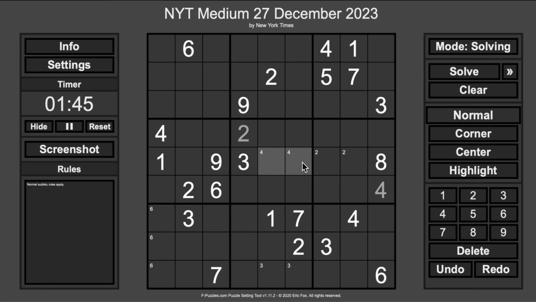I have 1, 3, 4, 5, 7. I need 2, 6, 8, 9. Well, in box 3, no, neither of these cells could be 9, so 9 is one of those 2. That's 2, 6, or 8. So's this. This is 2, 8, or 9. This one is 6, 8, or 9. Whoops. No, that's not 8. That's not 8.